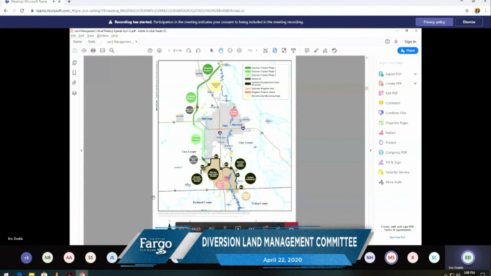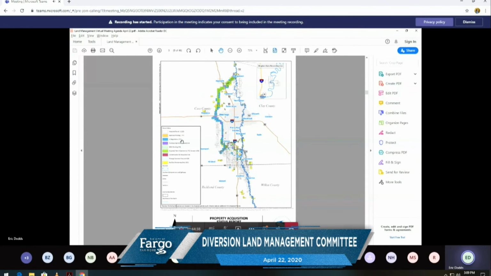Okay, I will proceed then with the property status report. You have this on page 8 of your packet. Also trying to share it on the screen for those of you that are able to view the screen. Usual monthly report showing the status. We are just about 360 parcels that we've acquired, and we're continuing to make progress. As usual, we add a small handful of acquisitions each month.